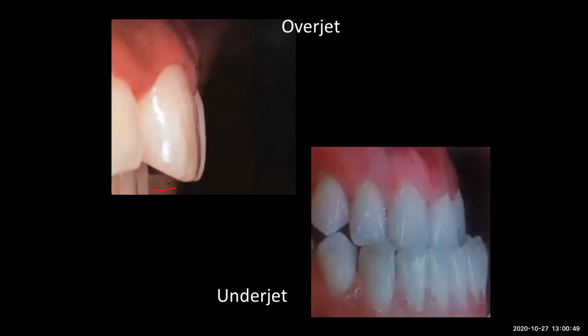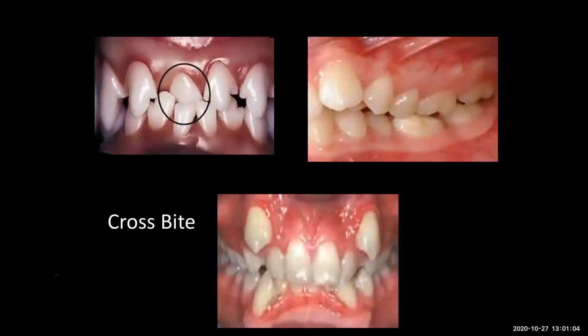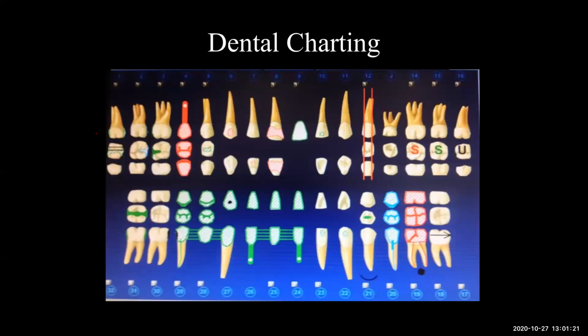Overjet, that's the buck teeth. Underjet, this is the mandible, and then this is the maxilla. So that's a reverse. Cross bites. You're looking for all of this. And you're putting it in the computer.